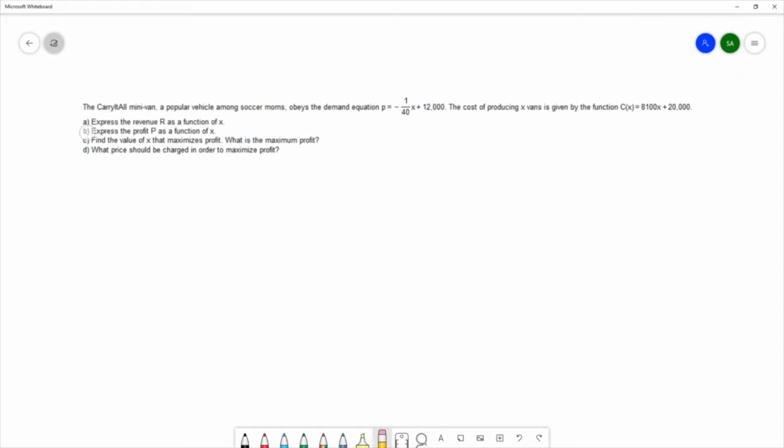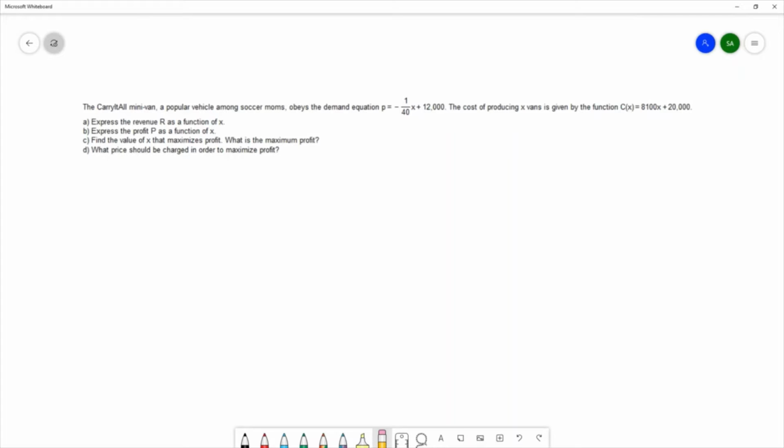Part A says to express the revenue R as a function of x. Part B says to express the profit as a function of x. Part C says to find the value of x that maximizes the profit, and what is the maximum profit? Part D, what price should be charged in order to maximize the profit?